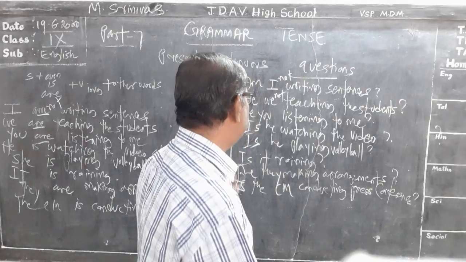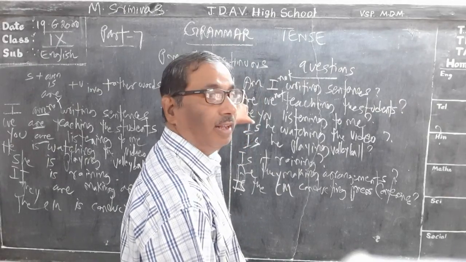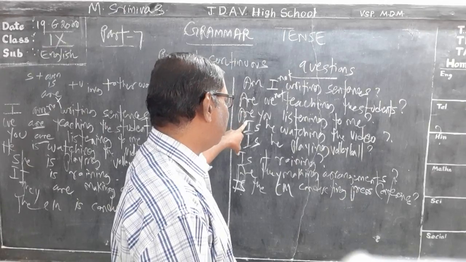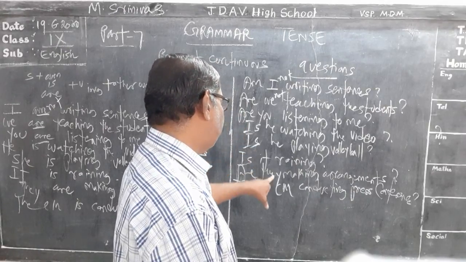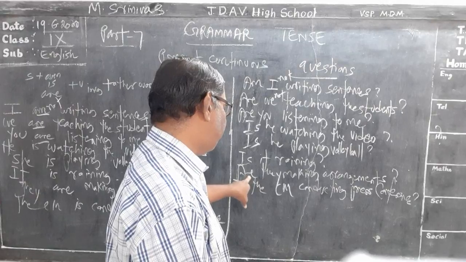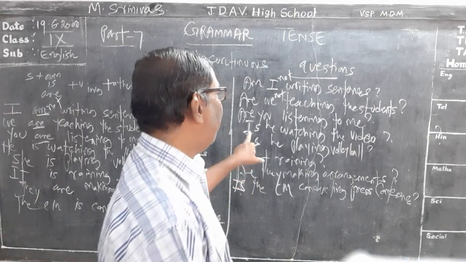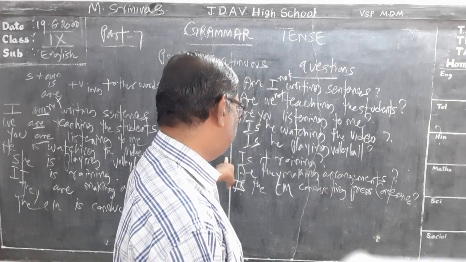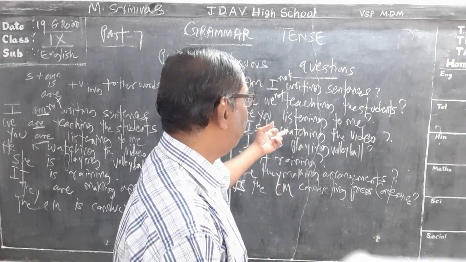So next students, simply you can write am I not, are you not, is he not, are they not. Again, is he not? You can also use contractions: aren't I, isn't he, for negative questions.